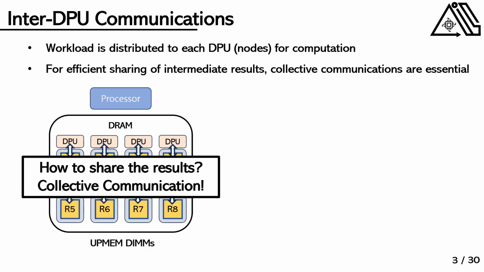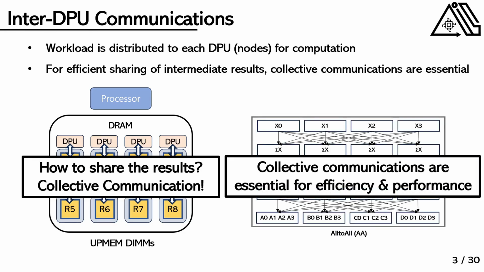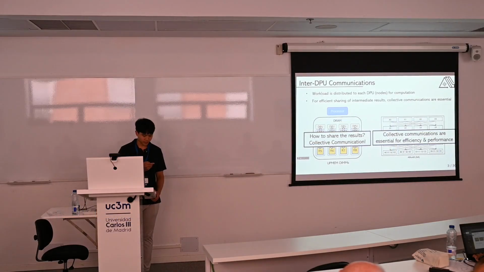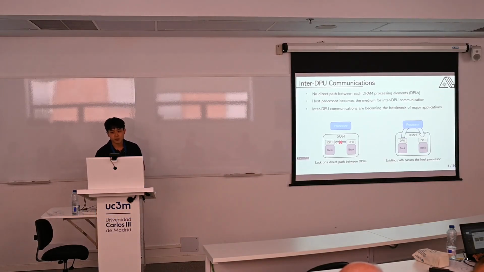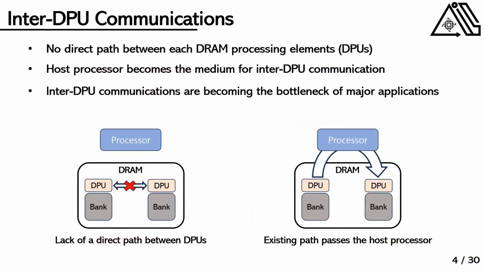Well, one most common solution to this would be collective communications. Collective communications, such as all-reduce or all-to-all, are crucial for efficiency and performance when it comes to sharing data across nodes. However, collective communications or inter-DPU communications in general show low performance on modern processing-in-memory architectures, as there is no direct path connecting each of the processing units. Due to this, the host processor works as a medium for inter-DPU communication, making it the bottleneck of major applications.